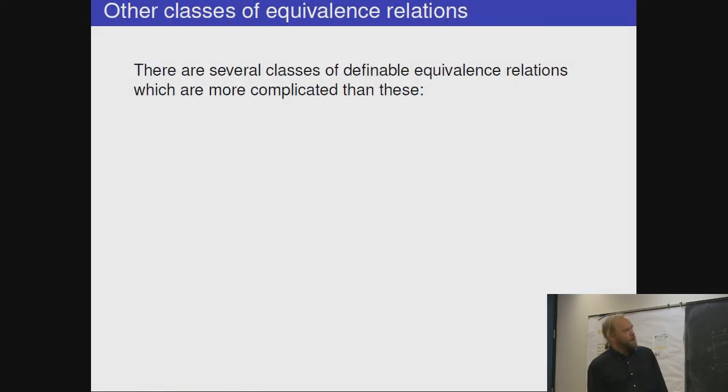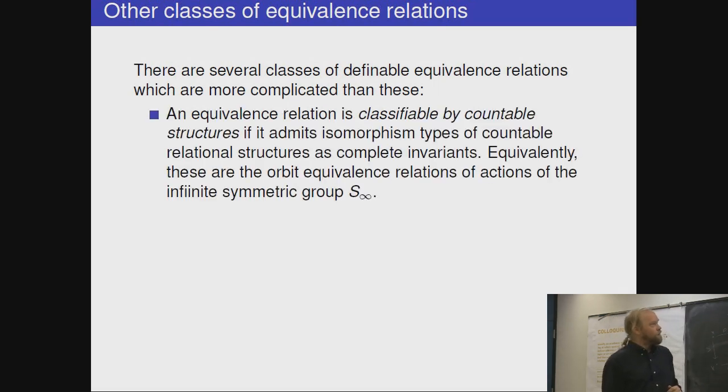So what are some more complicated things? I'll go through this quickly. They're just telling you it can get much worse than this. You say something's classifiable by countable structures if we can assign the isomorphism type of some algebraic structure as a complete invariant. Maybe we can assign a countable graph and two objects are equivalent if and only if they get assigned isomorphic graphs, or maybe a tree or even a countable group, something like this. So these are more general than any countable Borel equivalence relation. For any countable Borel equivalence relation, there's a way to code up the equivalence class, which is a countable set, just as a structure. But these are strictly more complicated. You can think of these as things given by actions of the infinite symmetric group.